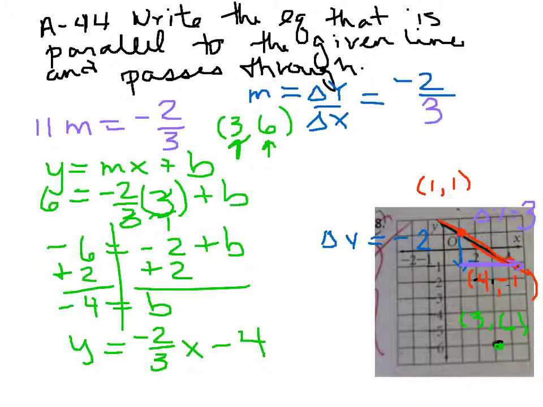So let's go ahead and plot it really quickly. So our y-intercept is 4. Our slope is down 2 over 3. Look at that. We did it. And we connect our dots. And you can see it's parallel to the red line, and it passes through the point 3, 6. There we go. Okay?